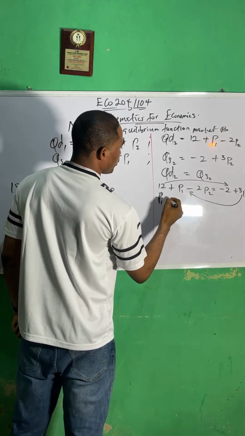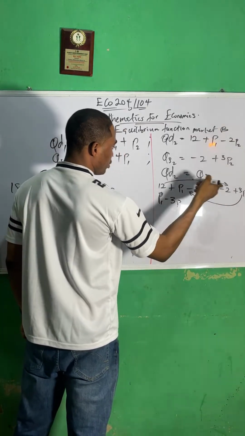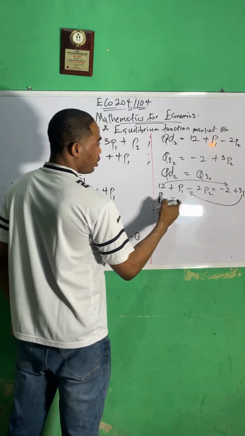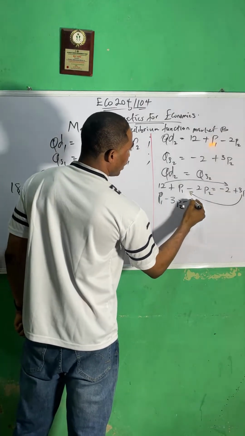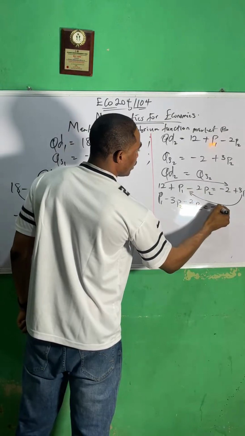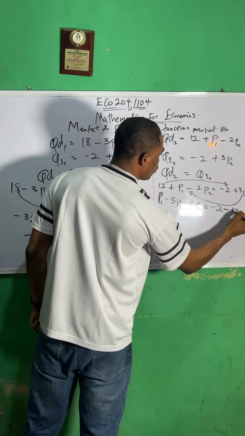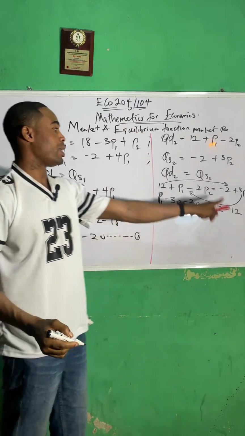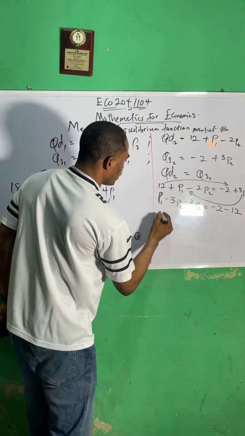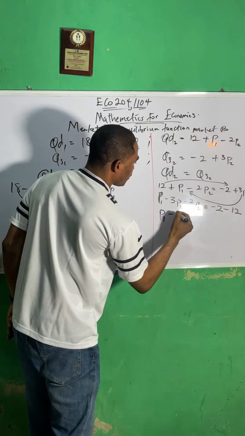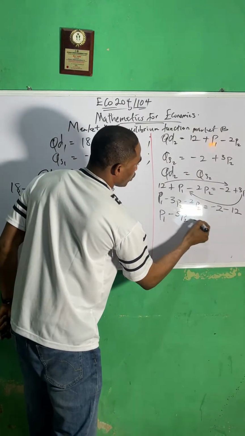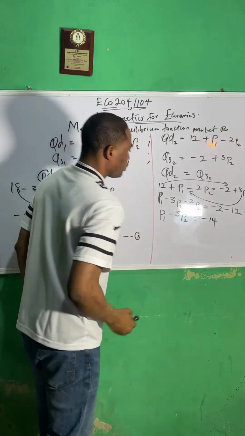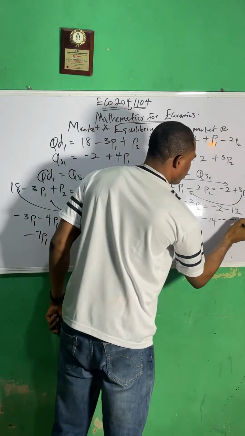then this one will be what? Minus 3P2, the one that's coming from the other side. Then we have minus 2P2 here already. Then this is minus 2, then minus 12. Don't forget the sign in front of 12 here is positive, and moving to the other side will be negative. So what will happen to this? Then we have P1, then we have minus 5P2, then equals minus 14. So I'll label this one as equation 2.